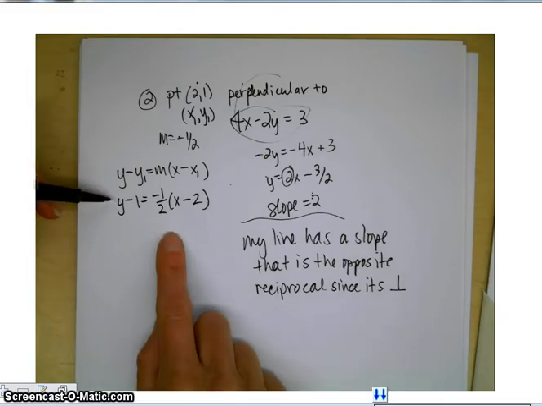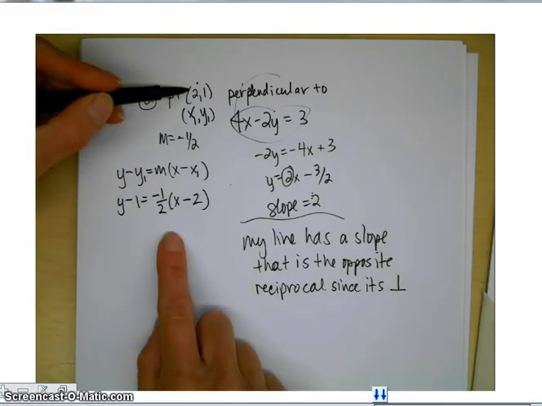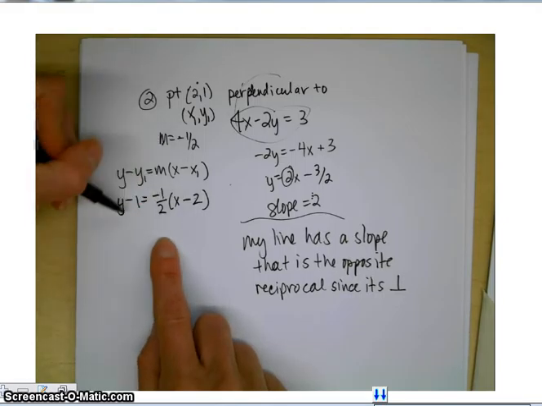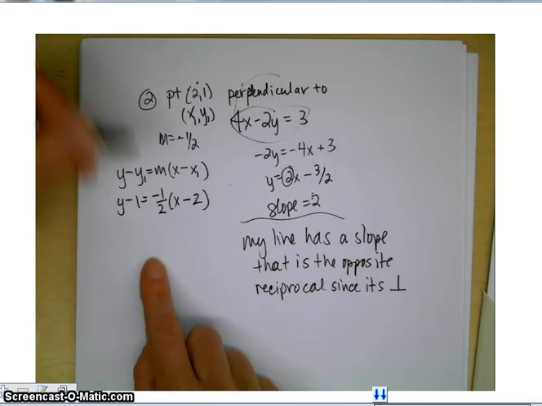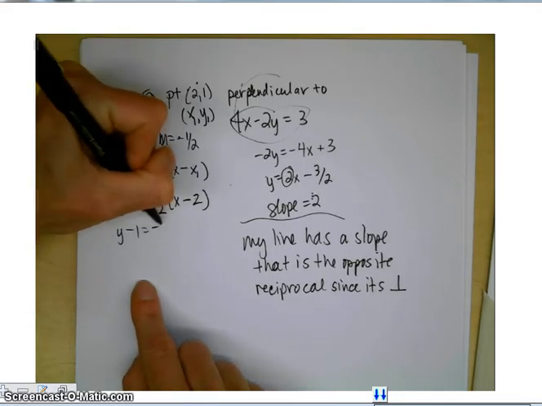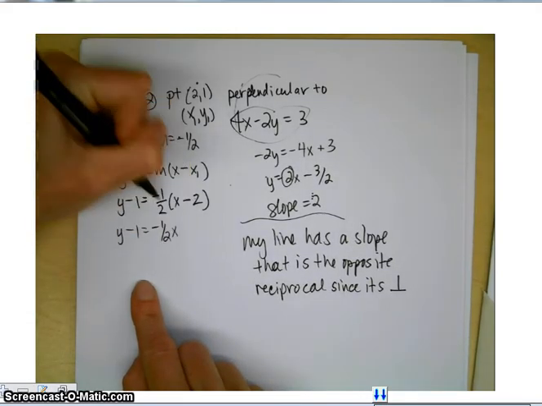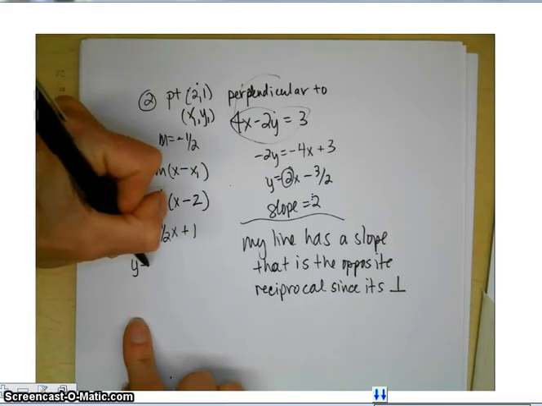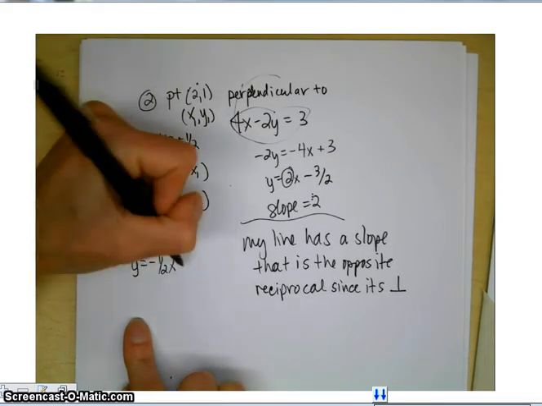Is this a linear equation? Does it go through that point? Does it have a slope of negative 1/2? All I have to do to get it in slope intercept form is distribute and add 1. Negative 1/2 x plus 1, add 1, I get y equals negative 1/2 x plus 2.